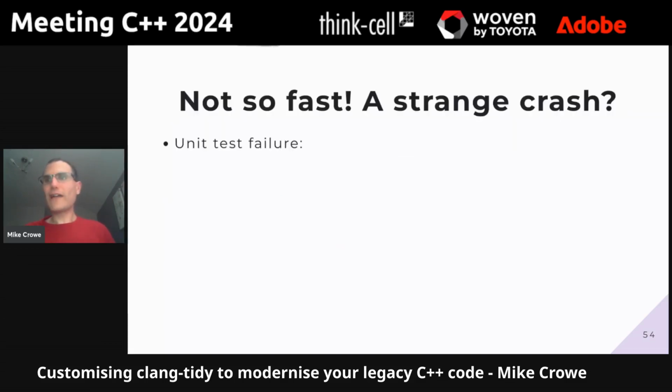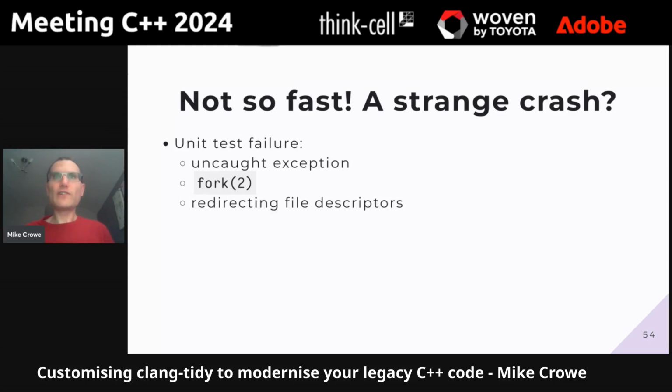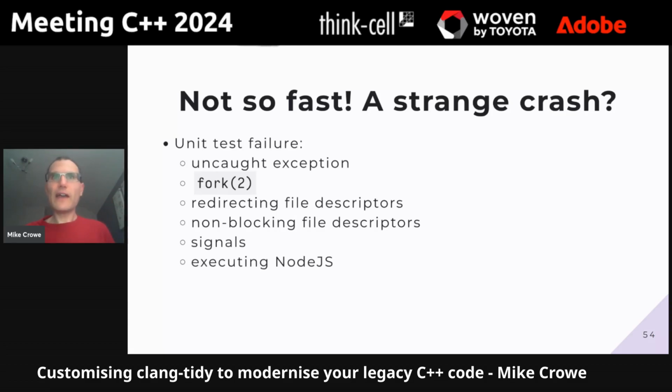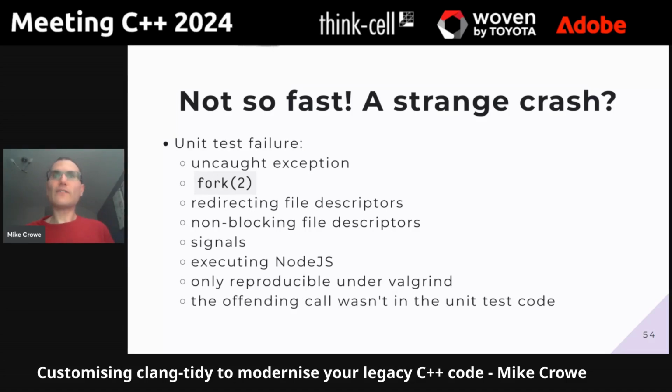But before I could land the results of the conversion, I had to investigate a strange crash that it caused during the unit tests. The crash involved an uncaught exception, calling fork, redirecting file descriptors, non-blocking file descriptors, signals, executing Node.js. It was only reproducible under Valgrind, and the offending call wasn't in the unit test code. Luckily, the problem seemed to be completely reproducible, under Valgrind at least, but all these complexities made it rather hard to run under a debugger, and staring at the problem didn't help much either.